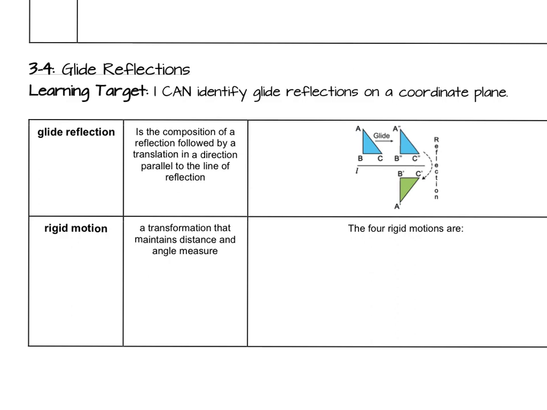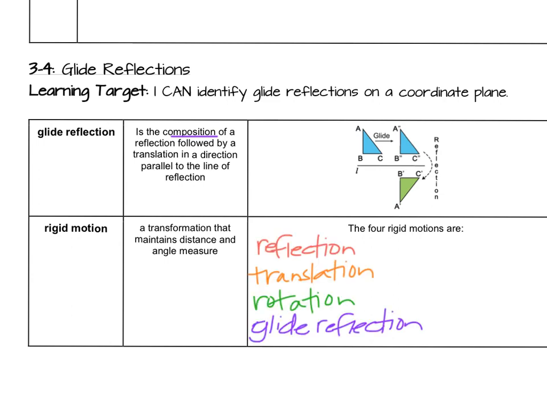The next type of transformation in topic 3 are glide reflections. A glide reflection is a composition of a reflection followed by a translation in a direction that's parallel to the original line of reflection. So this means we're just going to have more than one type of transformation to create a glide reflection. This type of transformation completes our 4 rigid motion options.